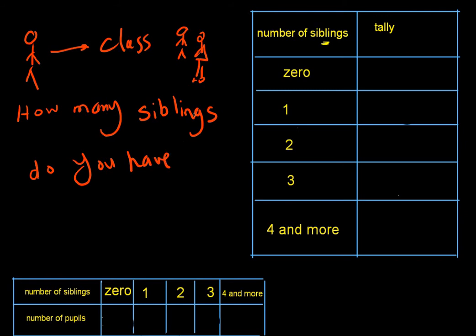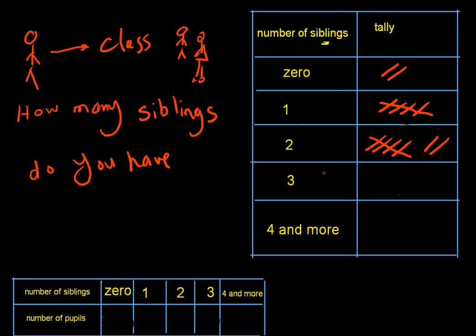Some of them will say 0, some of them will say 1, some will say 2, some say 3. I will collect this data in this table. For example, if only 2 say we don't have any brothers or sisters, we make two tallies. If 5 of them say I have one sibling, we draw 5: 1, 2, 3, 4, 5. If 7 of them said we have two siblings, I make 7: 1, 2, 3, 4, cross 5, and 6, 7.